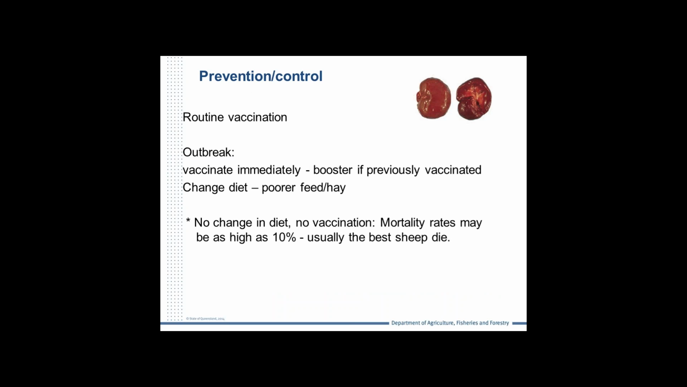You also need to change the diet to a poorer feed or hay. A change in diet will usually stop an outbreak, but without the vaccination, you could get the disease again later. If you don't vaccinate and the diet's not changed, you could have as high as 10% mortality in your flock, and it'll usually be your best sheep that'll die.